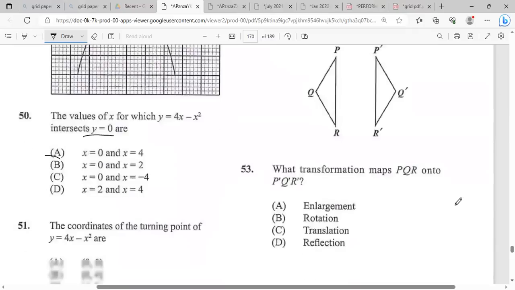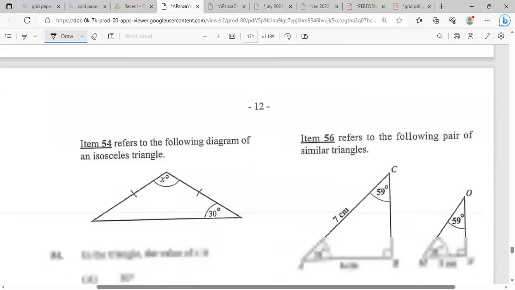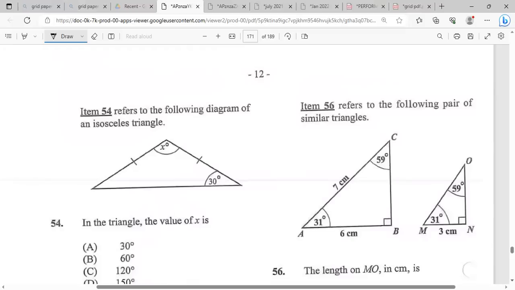What transformation maps PQR onto that? And that's a reflection. 54 refers to the following diagram of the isosceles triangle. The value of x is, so this is 30, since it's an isosceles, and then we have 180 minus 30 plus 30. So that works out to 120.